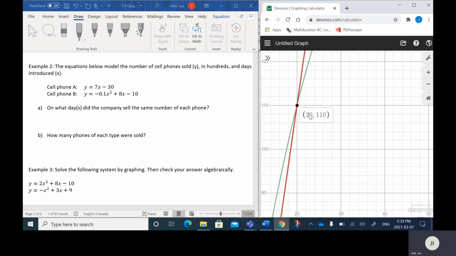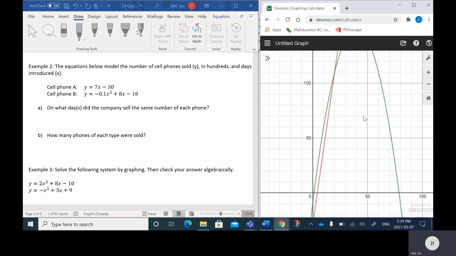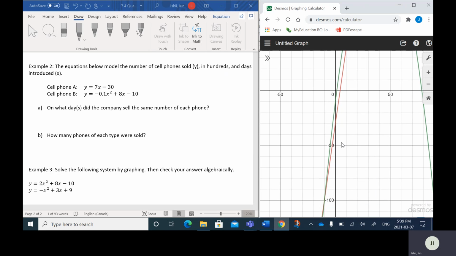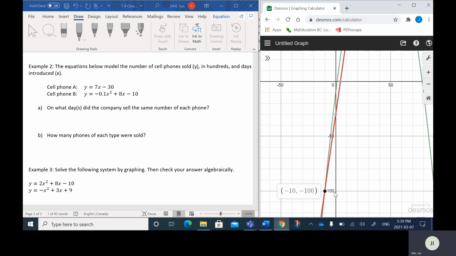All right, so on the 20th day, both models sold 110 times 100. So what's that? 11,000 phones. Right? Now it's going to cross somewhere else. The thing about that though is if I scroll down, you can see that yes, it's going to cross, but it's going to cross down here in the negative, right? So -10 and -100. But in the context of application problems, it doesn't make sense to have -10 days and selling negative 10,000 phones, right?